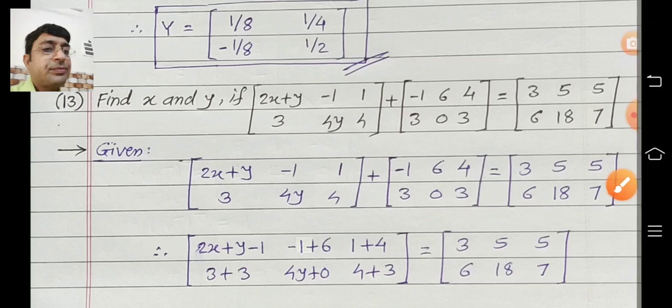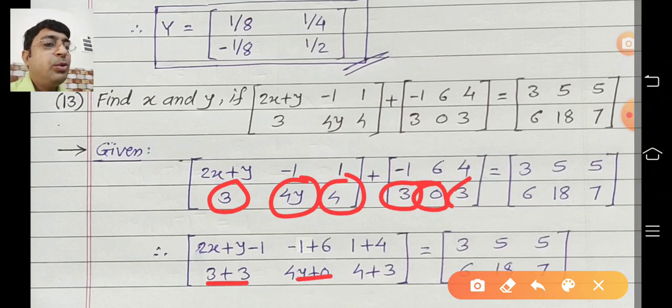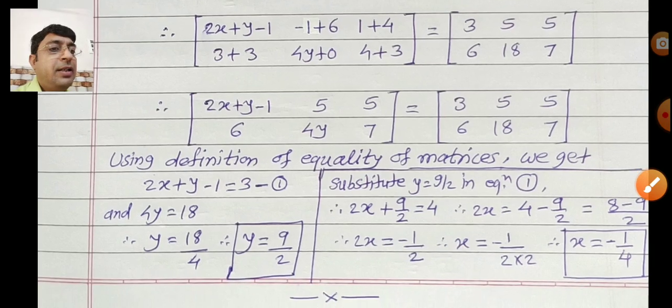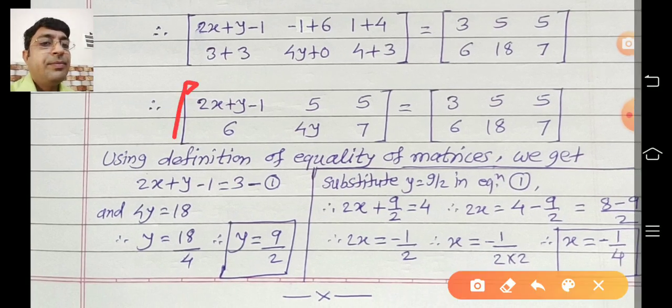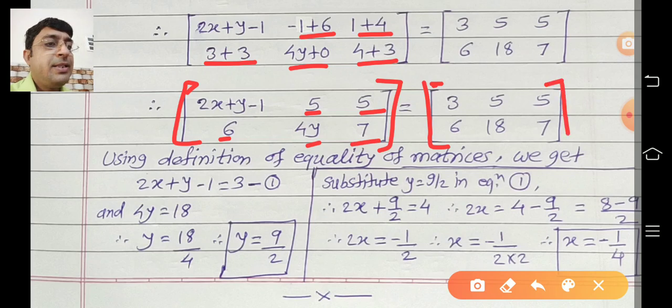Next one, 3 plus 3, 4y plus 0 and 4 plus 3. As per the sign we calculate the answer. We are making the addition. Here 5, 1 plus 4 is 5, 3 plus 3 is 6, 4y remains, 4 plus 3 is 7. Right hand side matrix remains as it is.